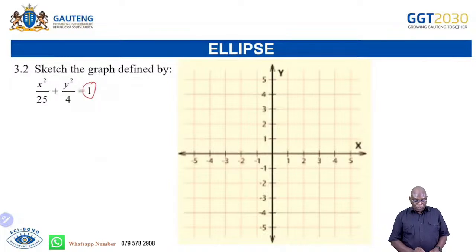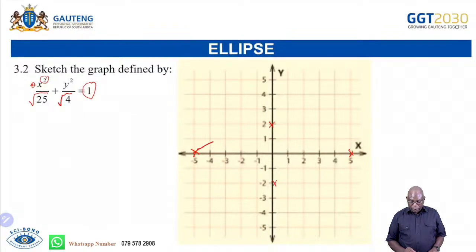So what I do is, because this is x squared, I need the square root of that now. So the square root of 25 is 5. Remember, it's on the x-axis. So I go to the x-axis and I have a 5 here and a minus 5. Remember, it's plus minus the square root of 25. Then I go to the 4, it's on the y, square root of 4 is 2. So it will be plus minus 2. So plus 2 is there, minus 2 is there.